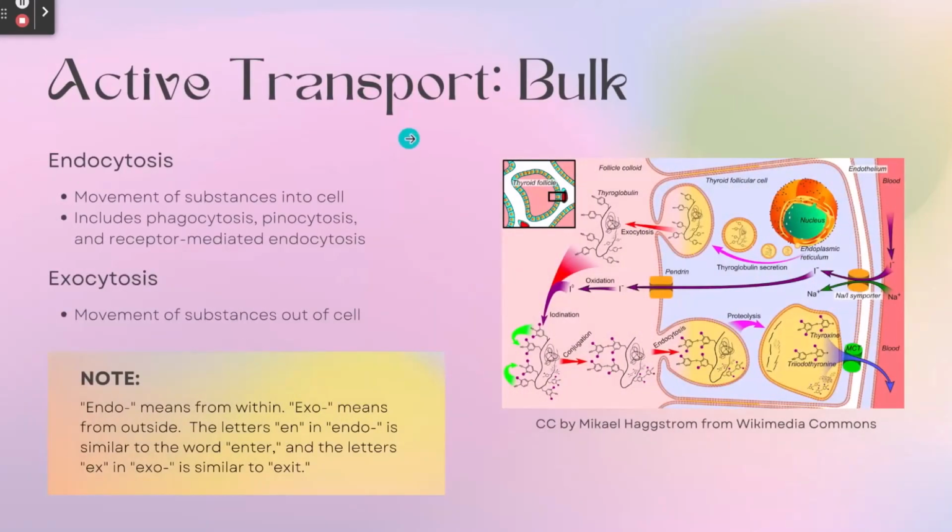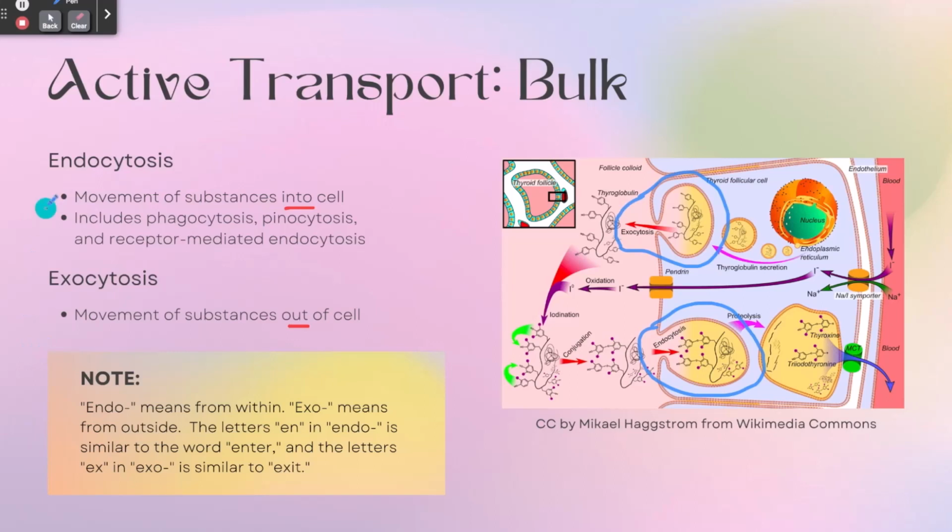So, for bulk transport, endocytosis is the movement of substances into the cell. Some examples include phagocytosis, pinocytosis, and receptor mediated endocytosis. With exocytosis, this is the movement of substances out of the cell. So, endocytosis is into the cell, and then exocytosis is out. And with this image here, I'll go ahead and draw. This is pretty loaded information, but essentially exocytosis is right here, and then endocytosis is right here. So don't worry about the other terms that are here.